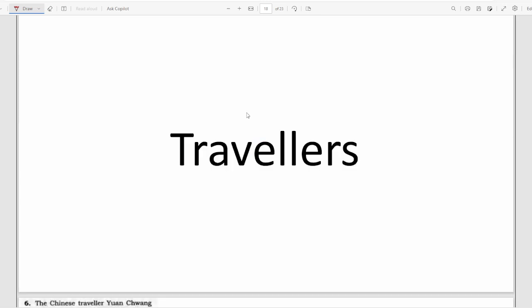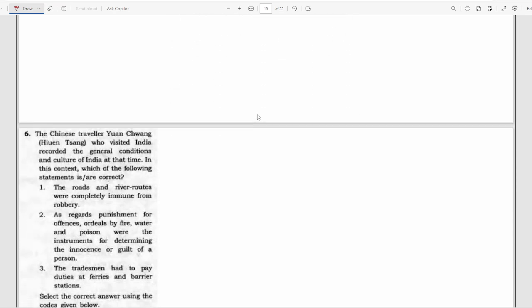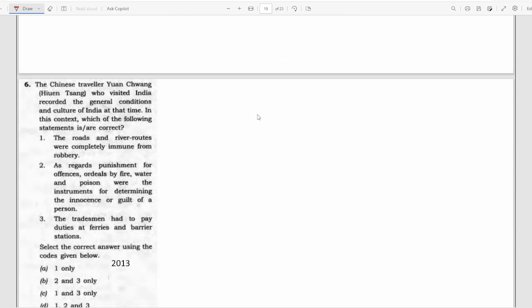Next, we will move to the next section, that is the travelers section. In travelers, in 2013, they had asked about the Chinese traveler Huan-Tsang, who visited India and recorded the general conditions and culture of India at that time. In this context, which of the following statements is or are correct?